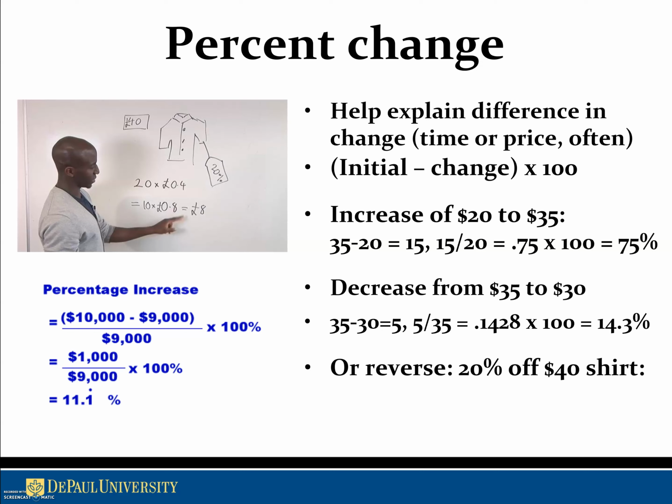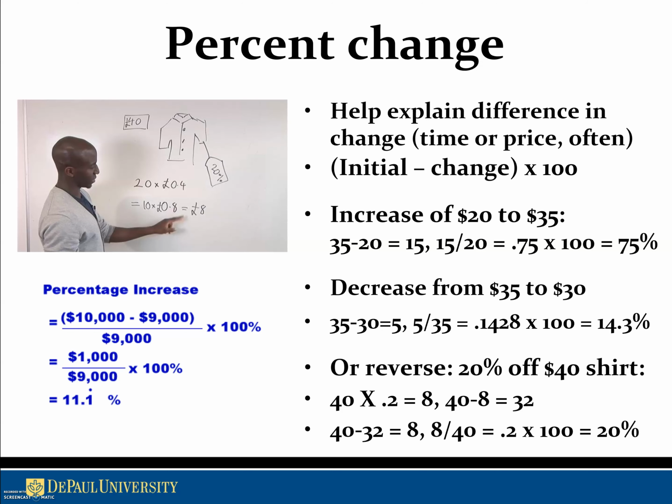So for example, what's 20% off a $40 shirt? We figure out what 20% is, and then we subtract it, and we see that it's 32. And that tells us, once we calculate it, the 20% off, we can do it in reverse and double check that math.